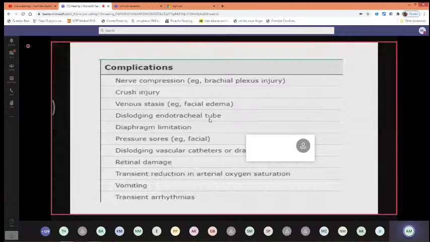Dislodgement of the endotracheal tube is a very, very dangerous complication. If the patient is in prone position and the tube comes out, then they put the patient supine again and put a tube in again. Dangerously, the oxygen levels are going to drop and patients are going to go into cardiac arrest. So you have to be very careful.